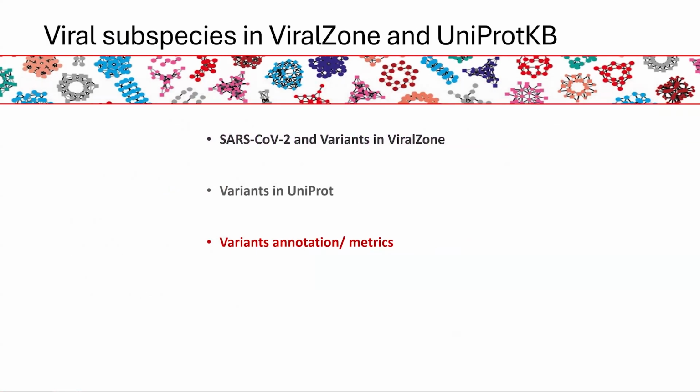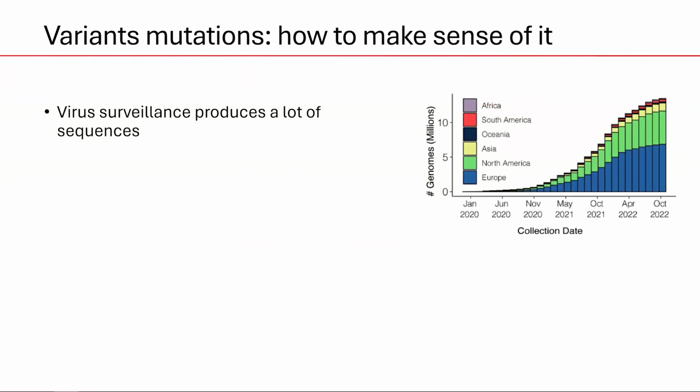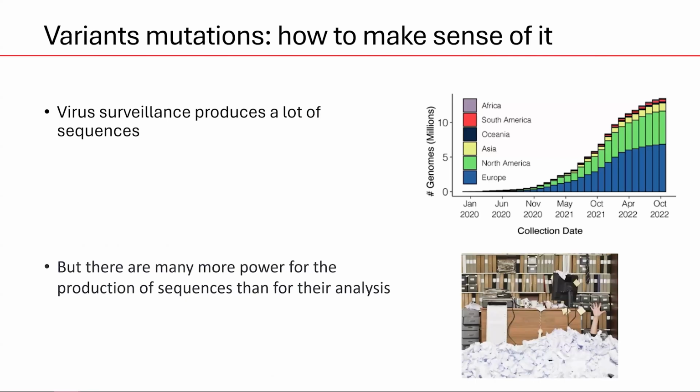Okay. So now about annotation. We have made a lot of progress to produce sequences, to exploit and to classify them over the past 20 years. It's incredible how fast and good it is. But for predicting phenotypes, we did not make so much progress, actually. ViralZone now produces a lot of sequence, but there is not much power or even money to analyze the sequence and make sense of it.